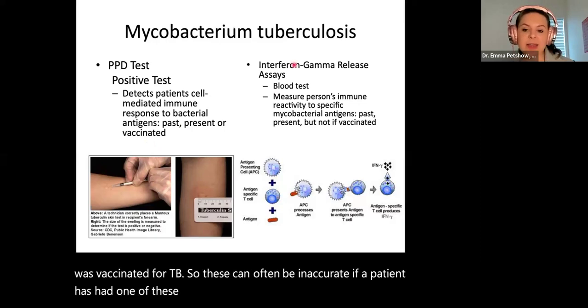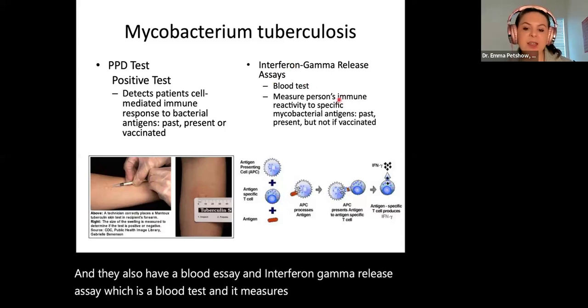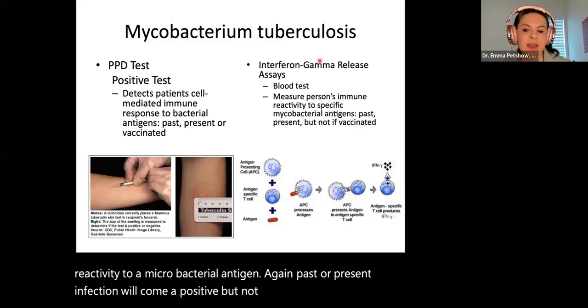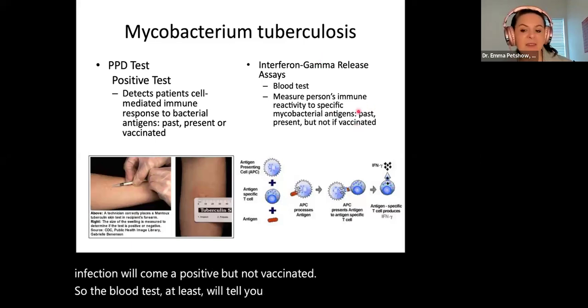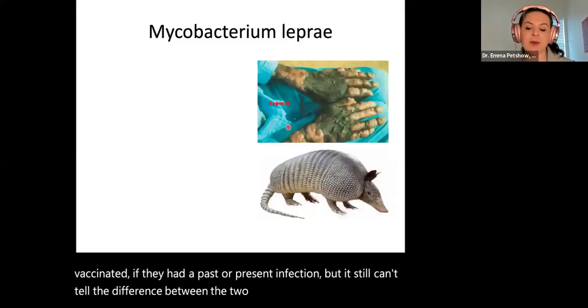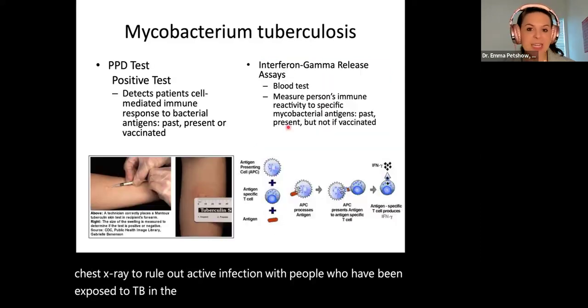Then they also have a blood assay, an interferon gamma release assay, which is a blood test, and it measures your specific immune reactivity to a mycobacterial antigen. Again, past or present infection will come up positive, but not vaccinated. So the blood test at least will tell you if someone's been vaccinated, if they had a past or present infection, but it still can't tell the difference between the two. You actually have to do a chest x-ray to rule out active infection with people who have been exposed to TB in the past. I actually am one of those people.